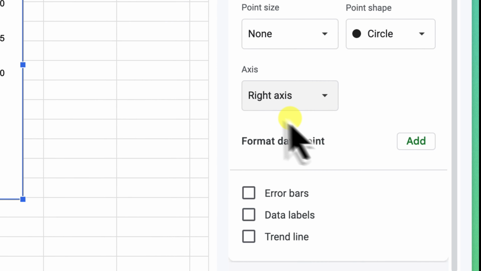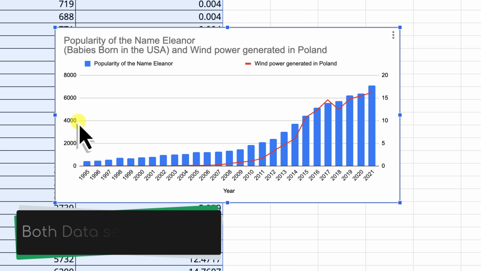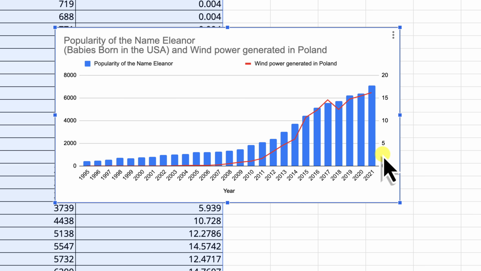And just like that, watch your chart. Magically, a new vertical axis appears on the right, scaled specifically for the wind power data. Your Eleanor columns will remain scaled against the left axis. Suddenly, both datasets are clearly visible, their trends apparent, and they can be meaningfully compared. It's almost as if they were meant to be charted together.